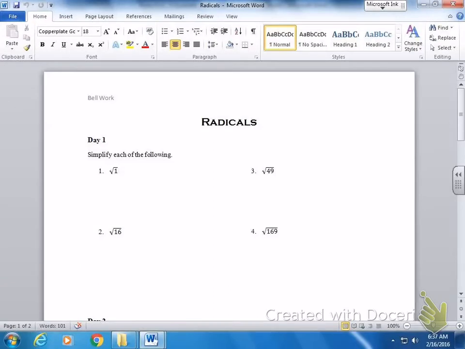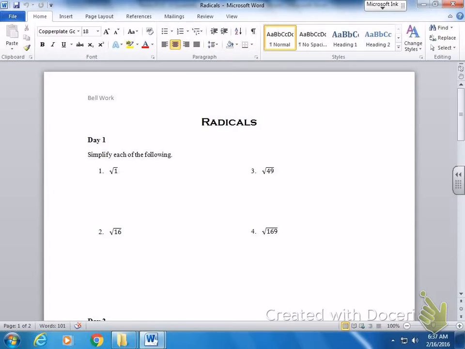All right, guys, I know some of us are having troubles with radicals, so this is the radical bell work that we did for a couple of days. Hopefully this will help you out. Remember, simplifying the radicals is a small part of doing the quadratics. You can at least get to that point every time, and if you're trying to do this, I'm going to give you a lot of credit.